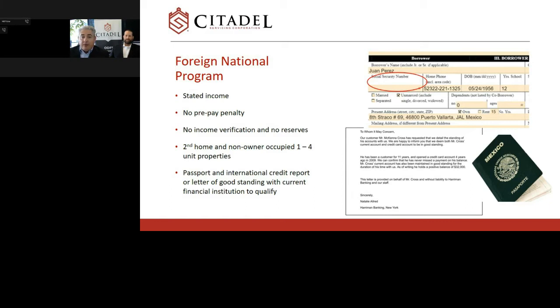We're not looking at people with a temporary work visa, because that's not a foreign national to us. A foreign national is simply somebody with a passport who wants to buy a home here because they think it's a great place to come and visit a couple times a year, or maybe they see it as a great investment property and something they can make some money on. So we try to keep it as easy as possible in our foreign national program.